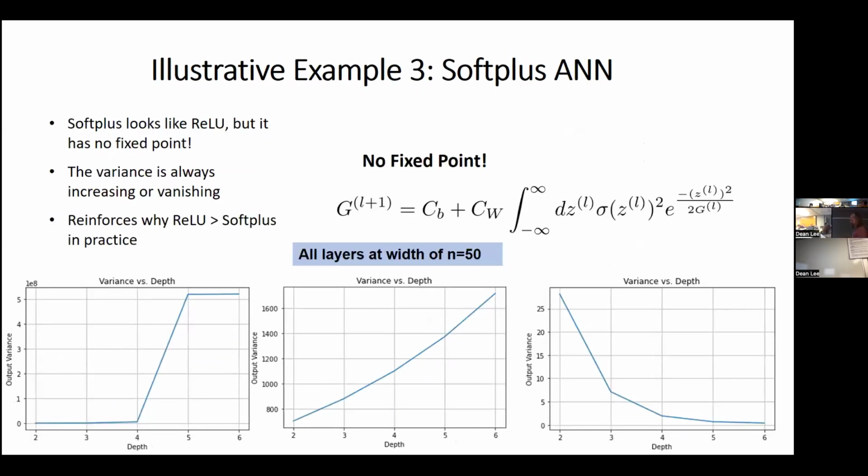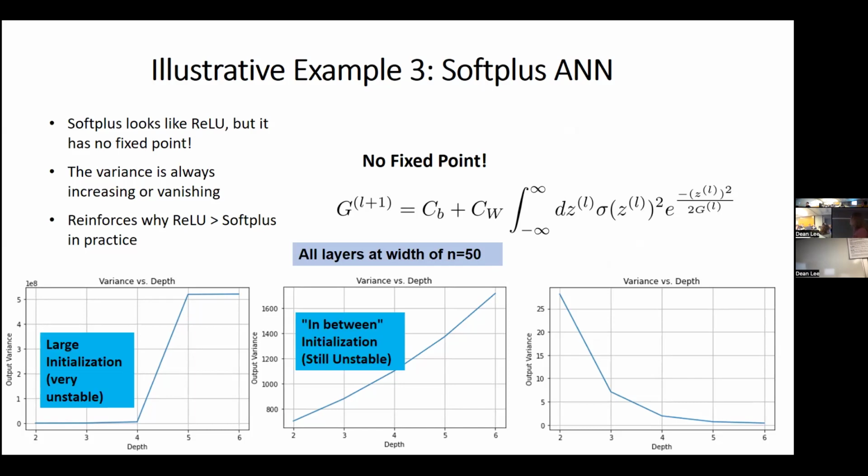But it doesn't actually have a fixed point in its 2-point coupling, which means that regardless of what I do, if I tune it in a certain regime, it's going to be exploding in terms of the coupling, or it's going to be vanishing. There's no stable point in between. It just has a crossover where it switches. So in practice, we see ReLUs work better than softplus for training, and this is another addition to why that might be.